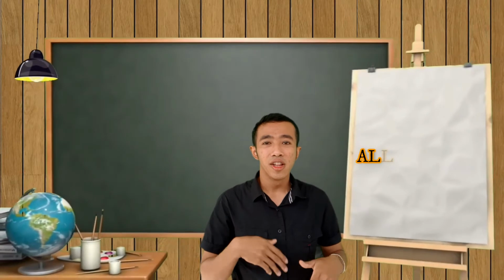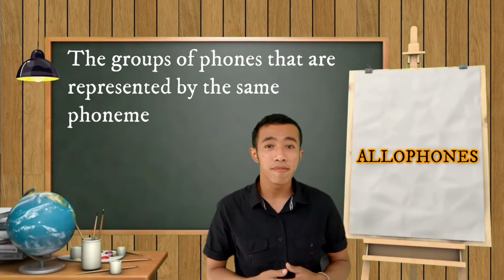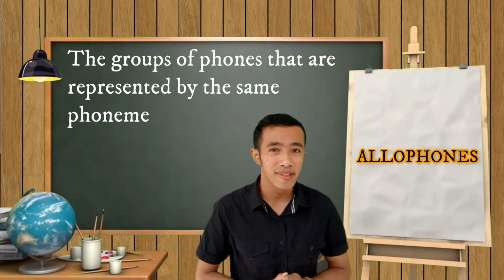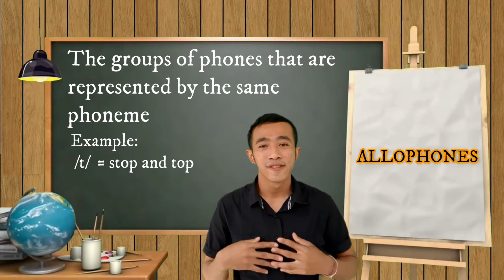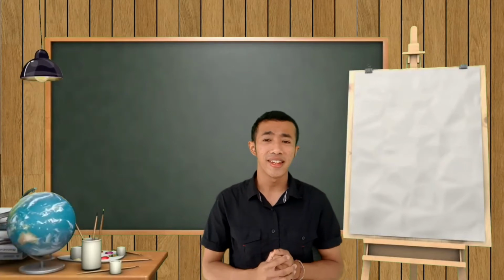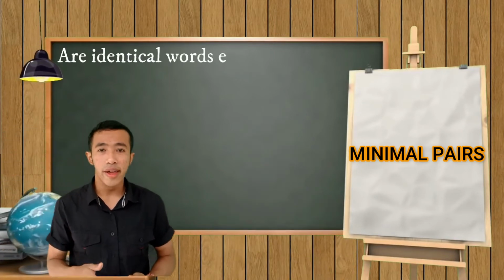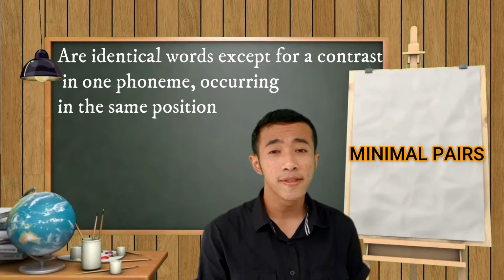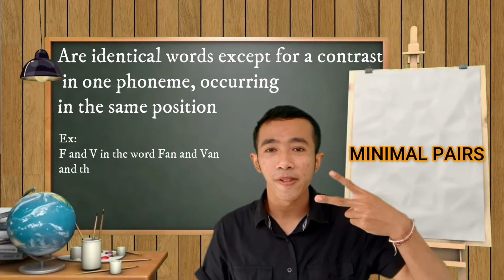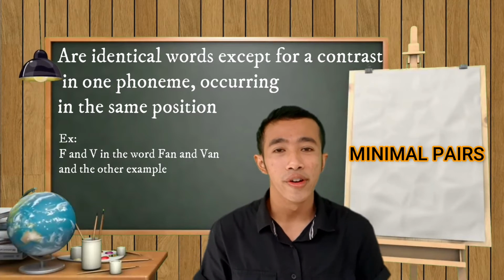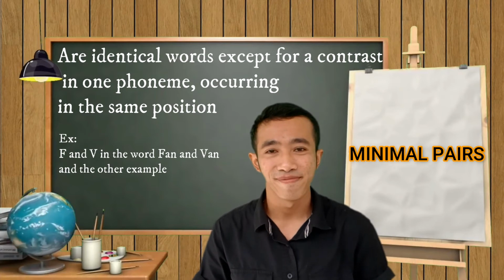Allophones. Allophones are the groups of phones that are represented by the same phoneme. For example, T in stop and top. Okay, next, minimal pairs. Minimal pairs are identical words except for a contrast in one phoneme occurring in the same position. For example, F and V in the words fan and van, and the other example.